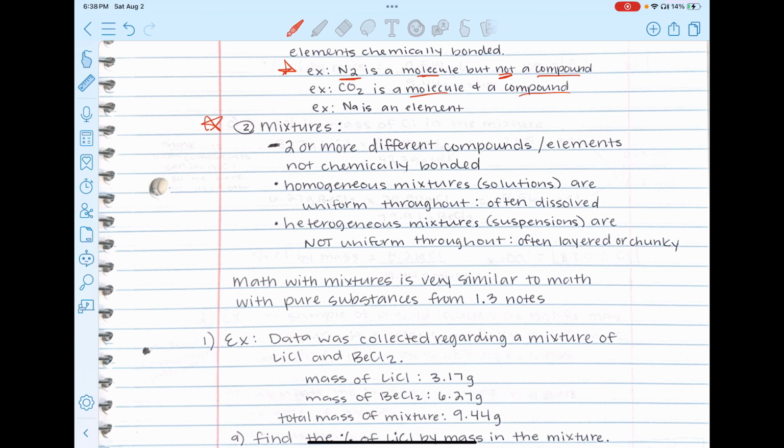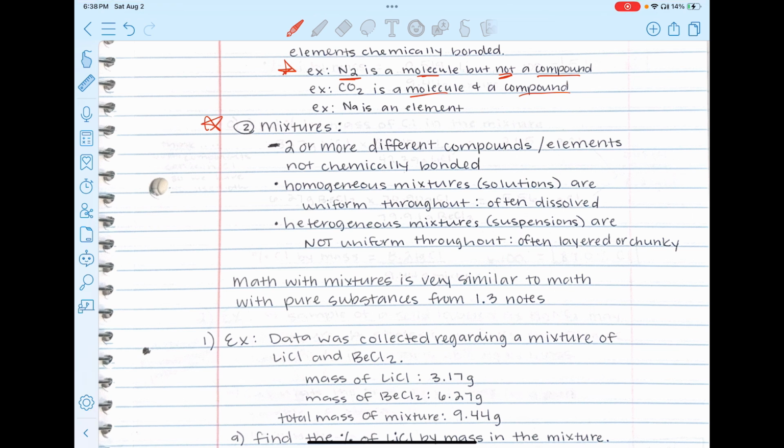A homogeneous mixture, our first type, we're going to call those solutions throughout the year. That'll be the more appropriate term for AP Chemistry. They are defined as being uniform throughout. Oftentimes, this is something dissolved in another substance, salt water, sodium chloride and water. Those things are considered to be dissolved, and that is considered to be a solution.